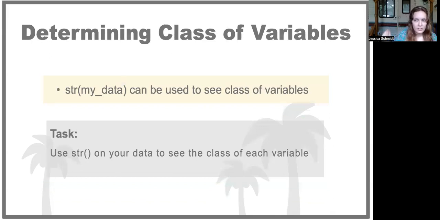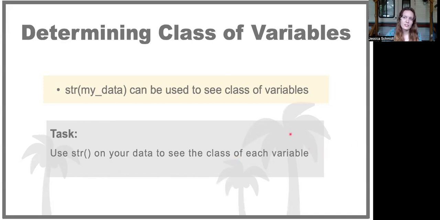Okay, we're now going to shift gears just a little bit here, and we're going to talk about determining the class of variables. So the function structure, str(myData), can be used to see the class of all of the variables in a data frame. Remember the function class that we talked about a couple classes ago? Class will just tell us the class of a single variable. Structure will tell you the class of every variable in a data frame. So it's pretty useful. And please use str on your data to see the class of each variable.